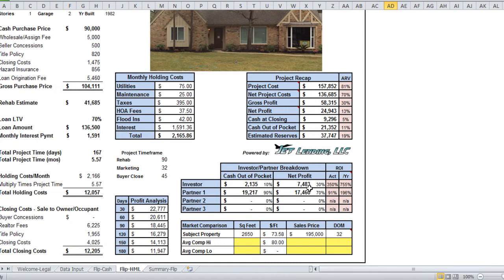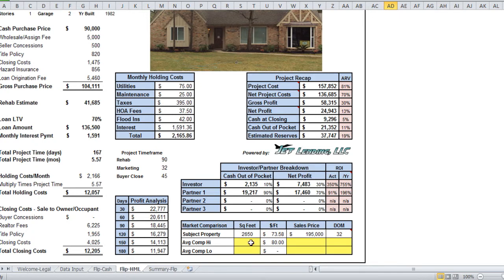Now, where you get a considerable impact is your return on investment. If you put in $2,135 and you get back $7,483, your actual return on investment is 350%. Then, if you recall, we'll annualize that based on our 5.57 months. That's a 755% return, quite a considerable return if you compare it to the stock market or other options. The same way, we'll look at your partner. Your partner's putting in $19,217. They're getting back $17,460, which is a 91% return, or an annualized return of 196%.